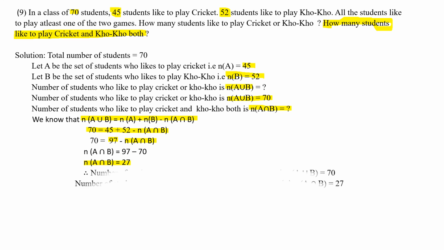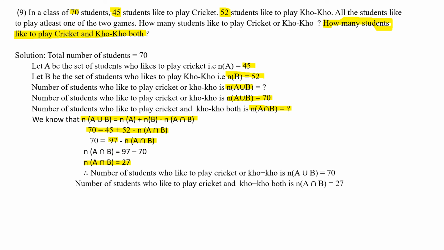So the final statement you have to write, it is compulsory. Therefore the number of students who like to play cricket or kho is 70 and the number of students who like to play cricket and kho both is 27. I hope you understood and you have solved the worksheet.